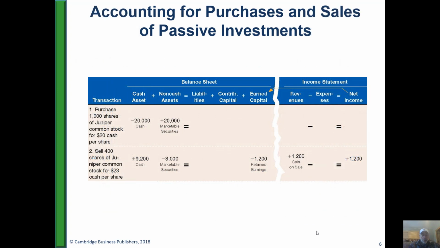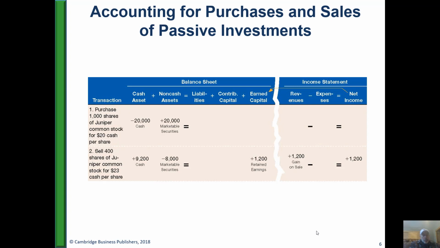Let's look at the accounting for something like this. So in this example, we have the initial purchase of, looks like we're buying Juniper common stock for $20 per share. And we're paying cash. So we've identified the cash component of our transaction. The cash component amounts to $20,000 going out the door, so that's our credit. And we get marketable securities in exchange for that, so we have a $20,000 debit to marketable securities. Simple enough.